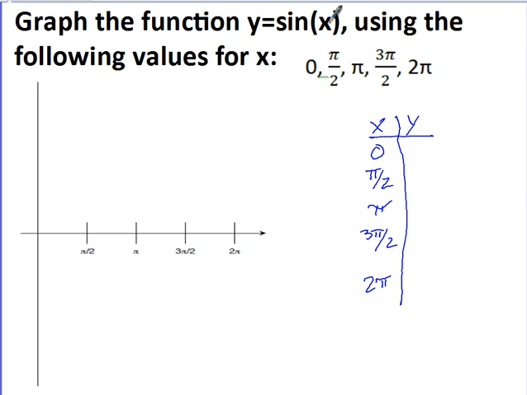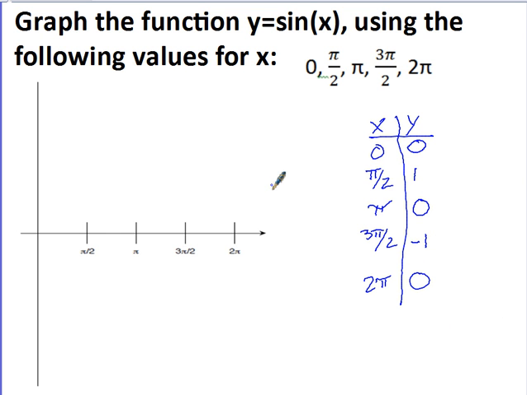So I have the sine of 0, and you need to get these values from the unit circle. So you should have these memorized. Okay, and remember, sine is the y value from the unit circle. So the sine of 0 is 0. If I were to plug in pi over 2, the sine of pi over 2 is 1. The sine of pi is 0. The sine of 3 pi over 2 is -1, and the sine of 2 pi is 0.